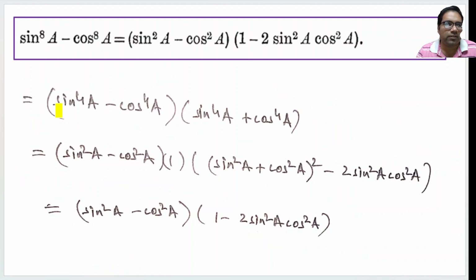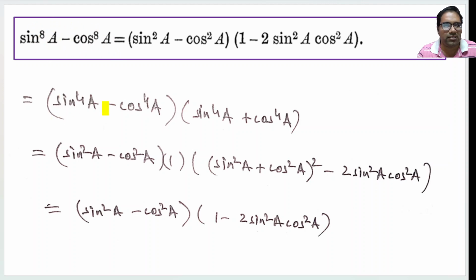Let us look at one more. We have sin^8 a minus cos^8 a equals (sin^2 a minus cos^2 a) times (1 minus 2 sin^2 a cos^2 a). This is pretty straightforward. We have this in the form of a square minus b square, where a is sin^4 a and b is cos^4 a. What is a square minus b square? a plus b into a minus b.